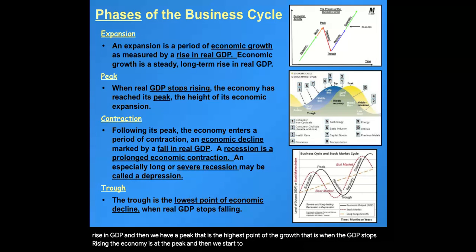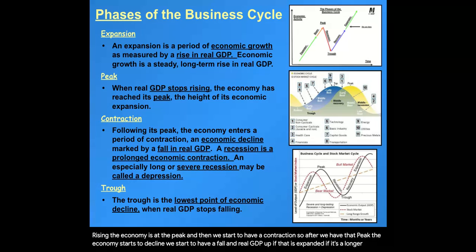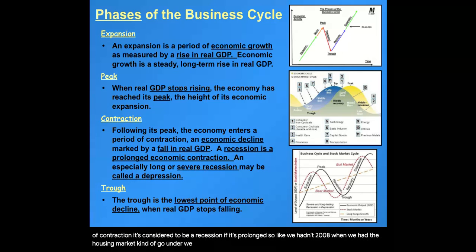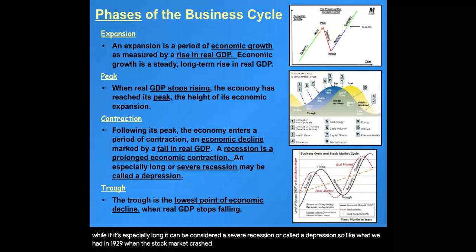And then we start to have a contraction. After we have that peak, the economy starts to decline. We start to have a fall in real GDP. If it's a longer period of contraction, it's considered to be a recession if it's prolonged. Like we had in 2008, when the housing market went under, we had a recession. We were struggling in the United States for a while. If it's especially long, it can be considered a severe recession or called a depression. Like what we had in 1929 when the stock market crashed, in the 1930s, we had the Great Depression.